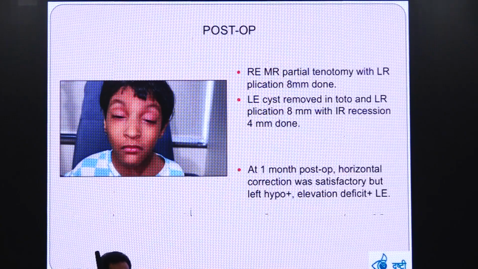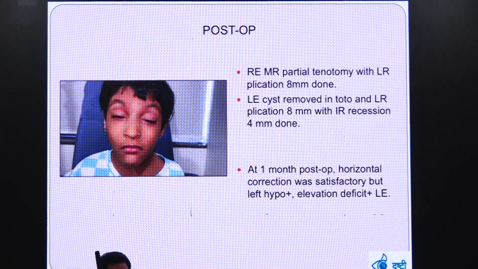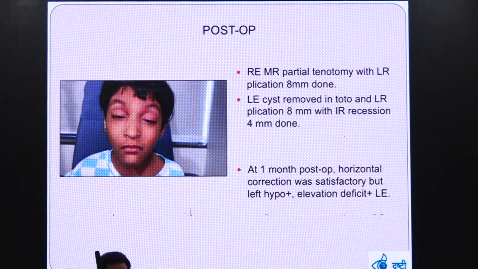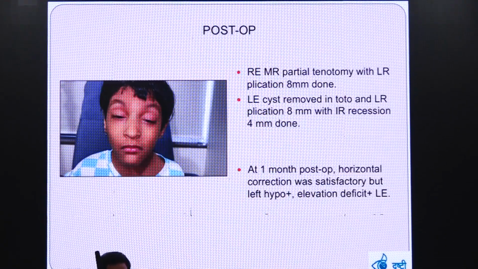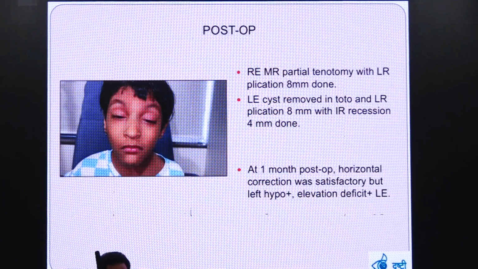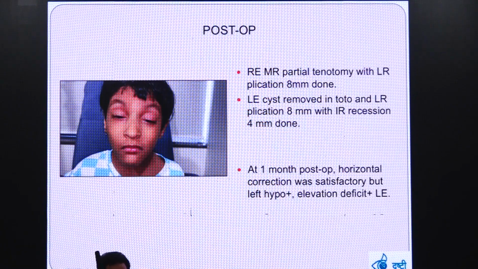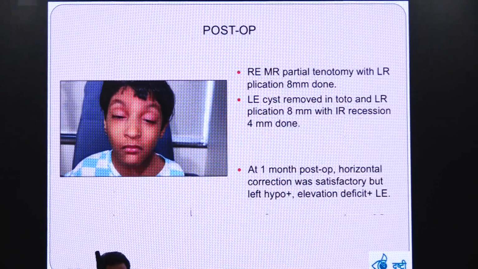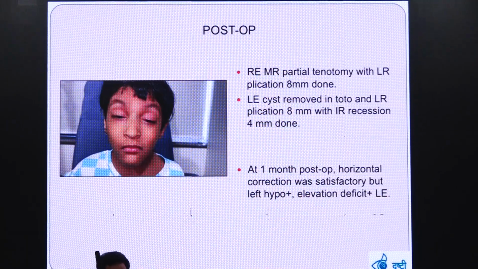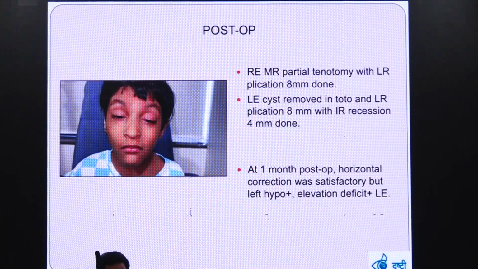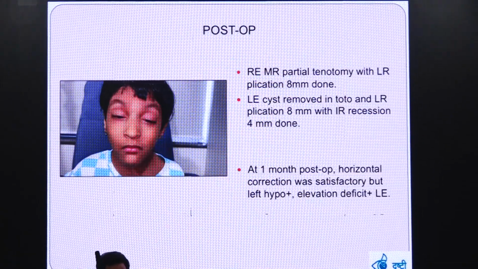Left eye first, the cyst was removed. I thought it was related to the muscle, but it was a simple cyst and not attached to the superior rectus. Left eye LR plication I did of 8 millimeters, and there was so much of fibrosis that I didn't feel like touching on the medial side, and inferior rectus recession of 4 millimeter was done in the left eye. And in the right eye, I thought I would try to increase the MR recession, but it was already recessed at 5.5 millimeters. So partial tenotomy I did and did a LR plication of 8 millimeters.